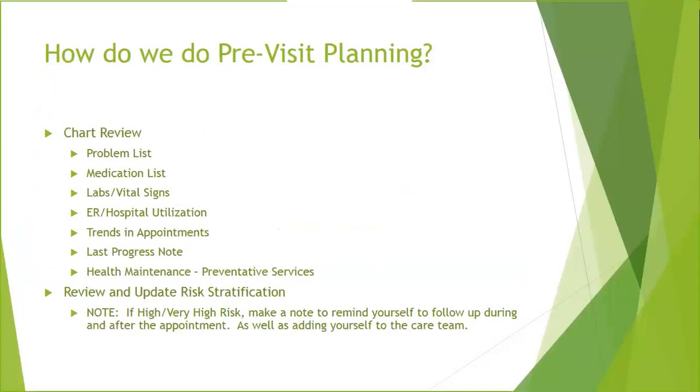How do we do this? We're going to do a chart review. We're going to look at the problem list, the medication list, labs and vital signs, ER and hospital utilization, trends and appointments, the last progress note, and health maintenance and preventative services. We also want to review and update the risk stratification, and if the patient is a high or very high risk, make a note to remind ourselves to follow up during and after the appointment, as well as add yourself to the care team.